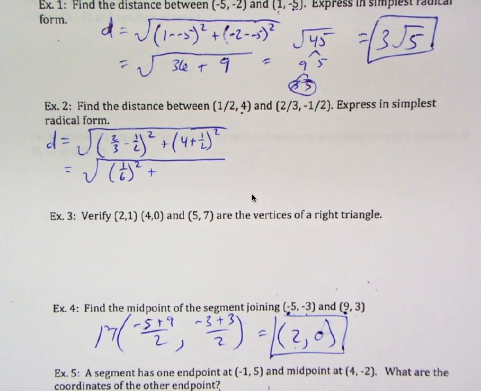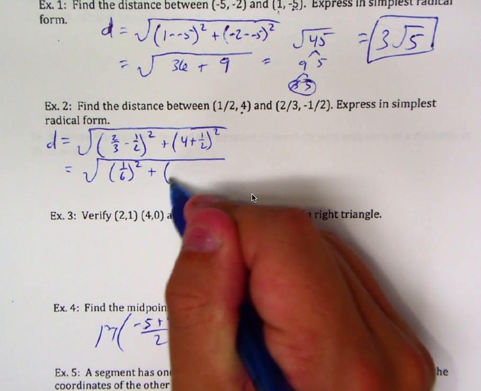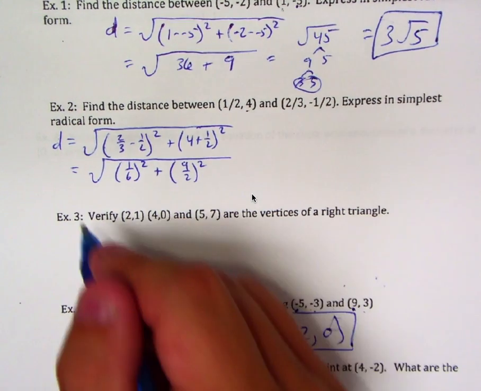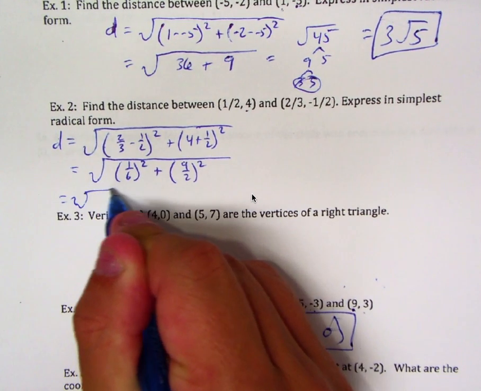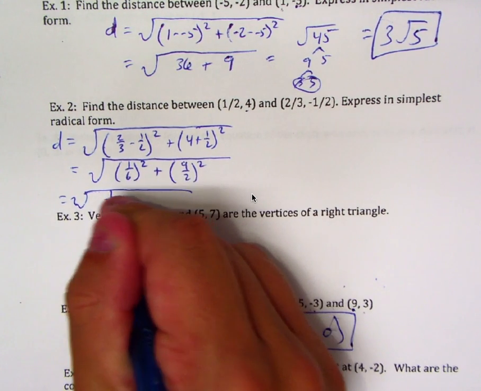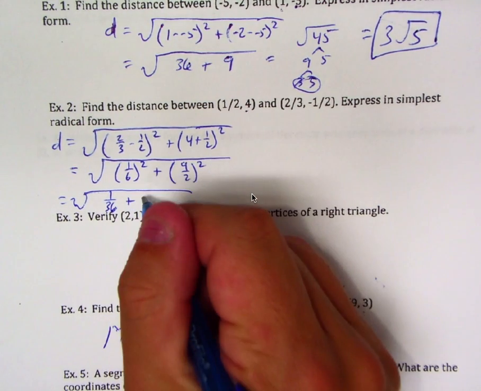Plus, so I'll say this, 4 plus 1/2, a lot of students would say, well, that's 4.5. And it is 4.5. But in algebra, especially, you don't really ever want to work with mixed numbers. So we always like to turn mixed numbers into improper fractions. So 4.5 is really 9/2. So that's where we're at now. And so now we just need to square each of these. Let's square. So we have 1/6 squared. Well, we just square the top and bottom. So you have 1 over 36 plus 81 over 4.